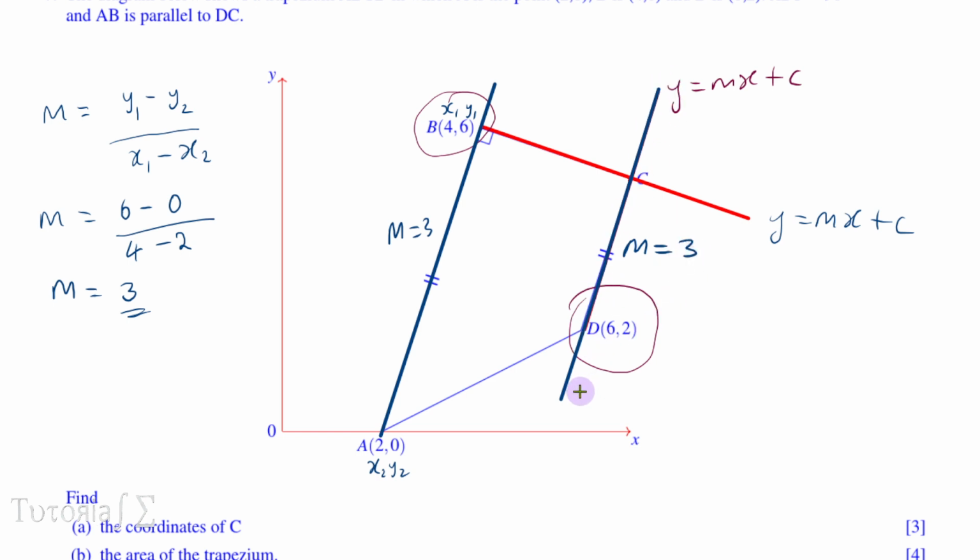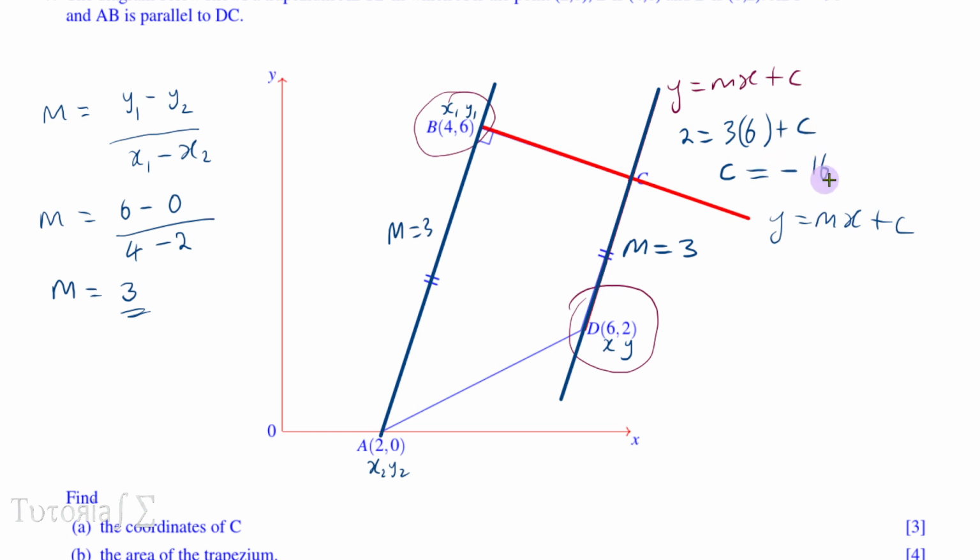Now having the gradient and a point, we can find the equation of this line. So basically you just insert x and y for you to find c. So this is your x and that is your y. You are inserting in this formula. So your y is 2 equals your m is 3 times your x is 6 plus c. What you're interested in is the c. So this will be 2 minus 18, which is c will give us negative 16, is it?